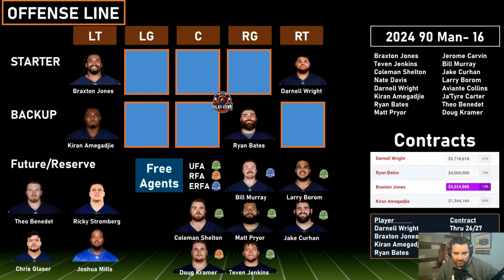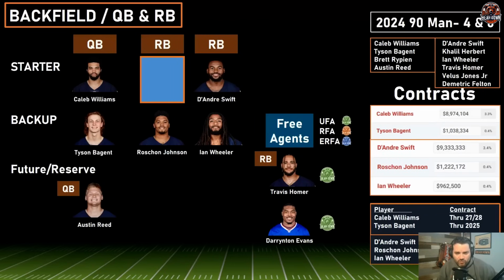Ryan Bates, really good cut candidate, $4 million. Basically medically retired, in my opinion. And Karan Amagachi, really the bottom of the list. He should be number 10 as far as our 53-man roster, number 10, developing, not having an opportunity to play on the field. Next, you got our backfield, quarterbacks and running backs.